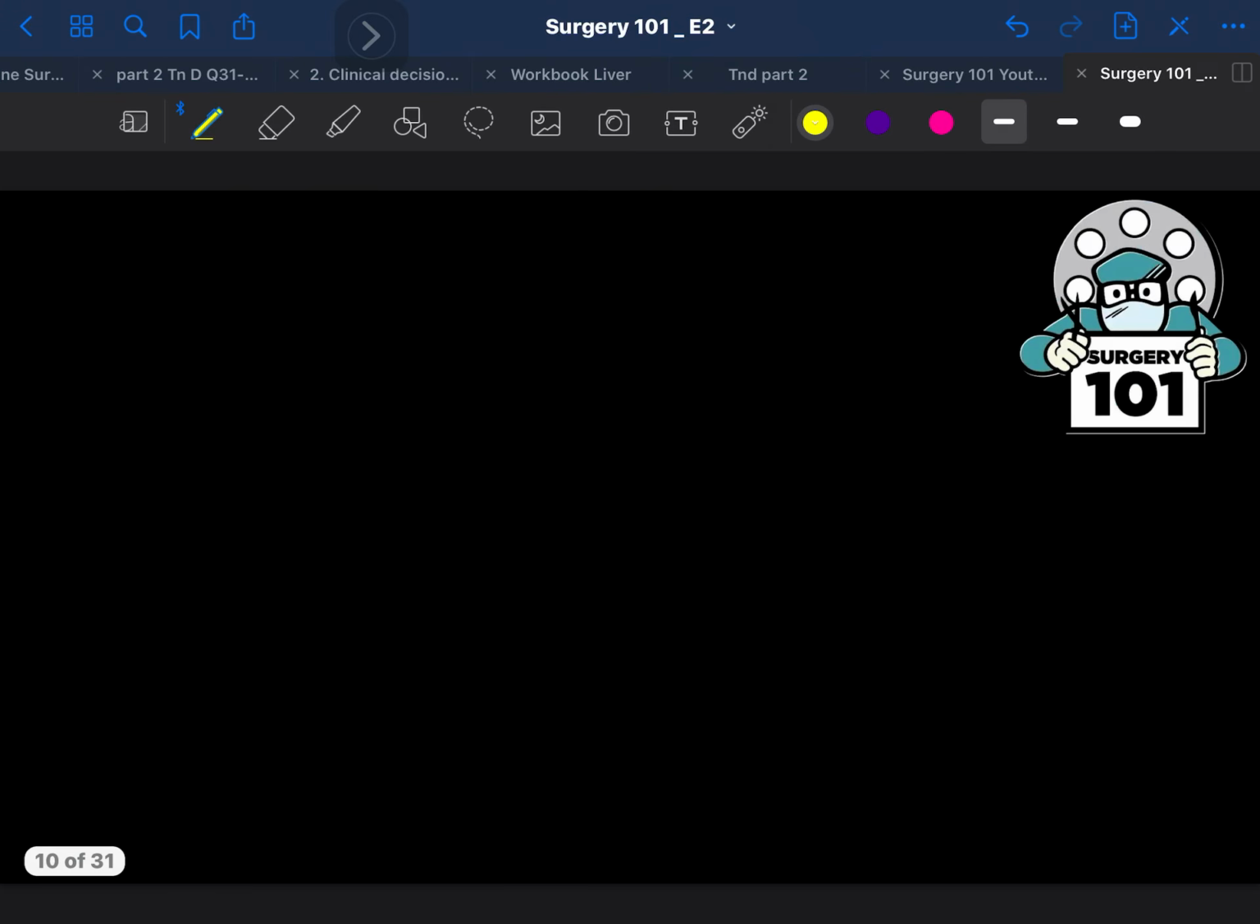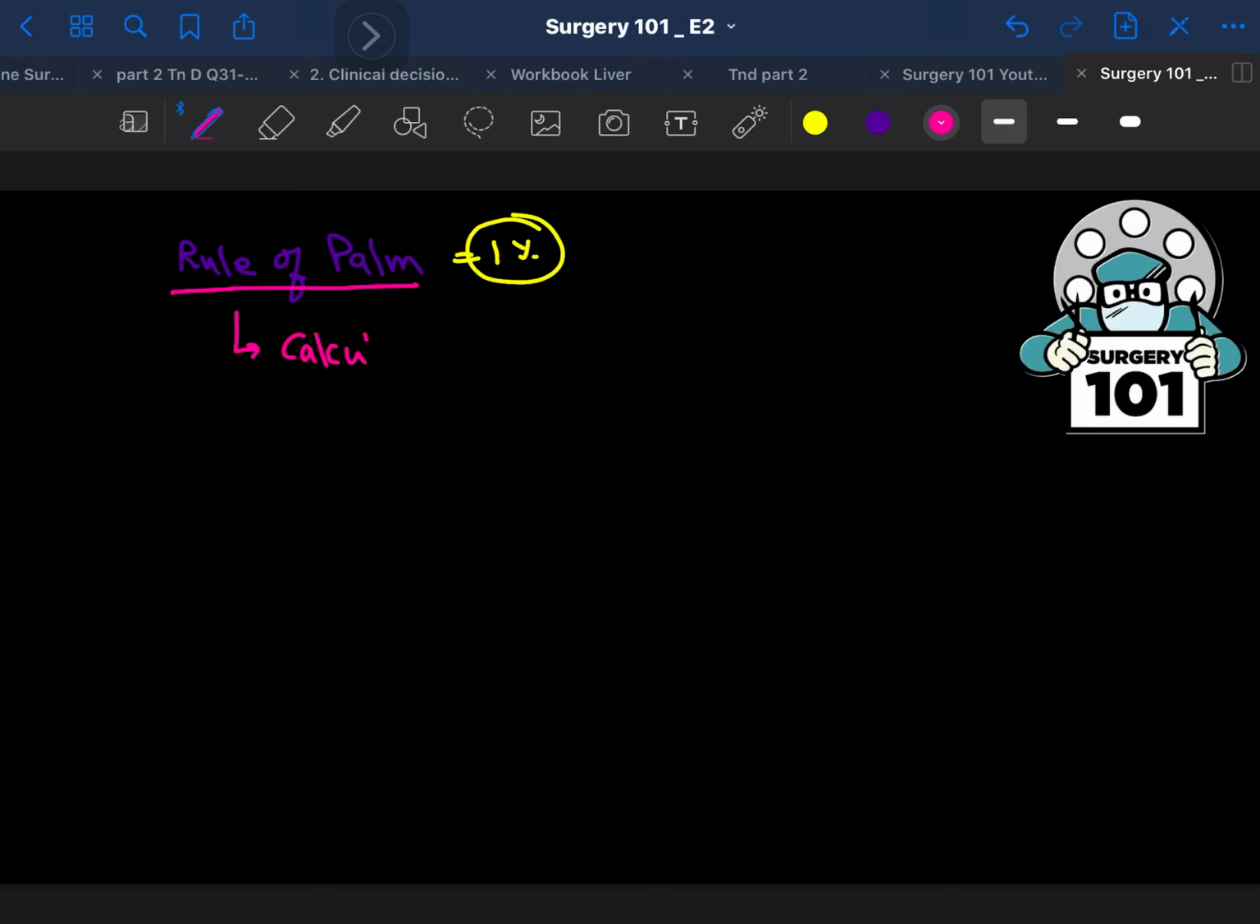Now, lastly, let us talk about the rule of Palm. There is something which is called the rule of Palm. What you need to understand, the rule of Palm is 1%. So what do you understand by the 1%? If you take the palm of the patient, it is constituting 1%. So just remember, the rule of Palm is basically used to calculate patchy burns.